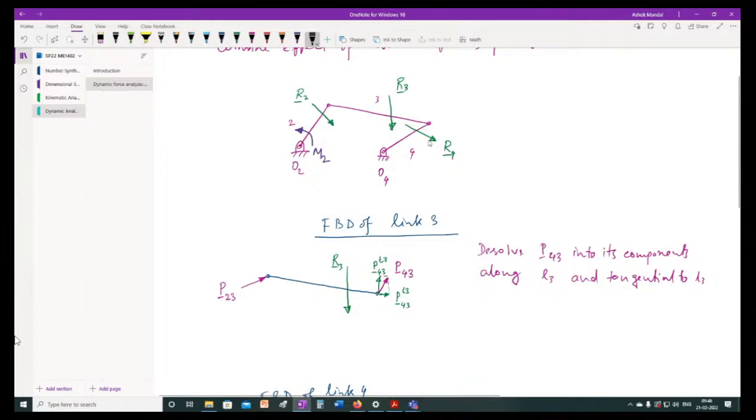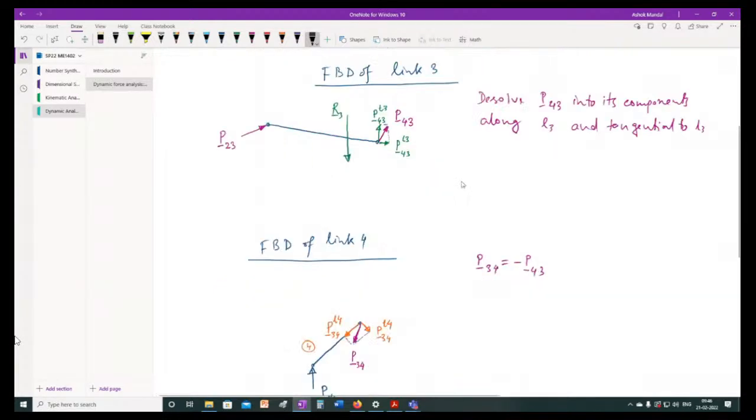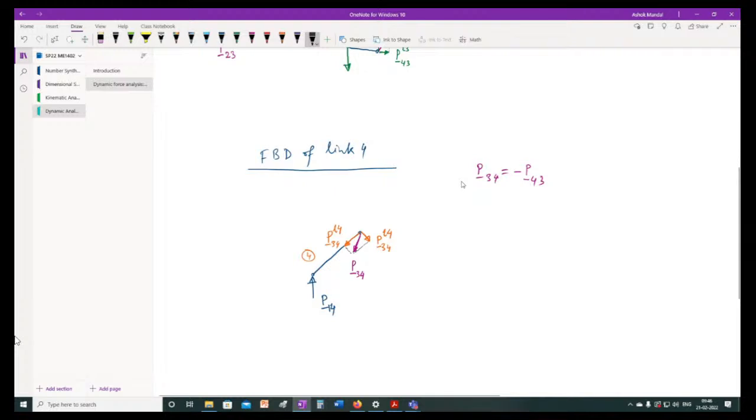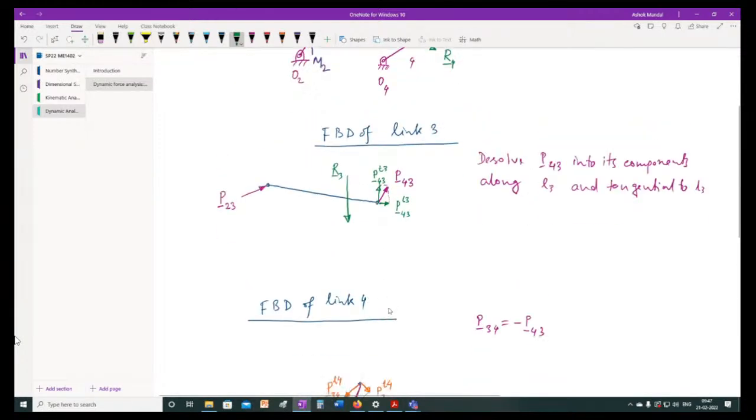Okay. One thing we have not written here to complete this free body diagram, that is this force which is external to this link. We must draw that force. Okay, so that force is acting here, and it is suppose in this direction. This force is R4. Okay, so these are the forces which are acting on link 4 and link 3.